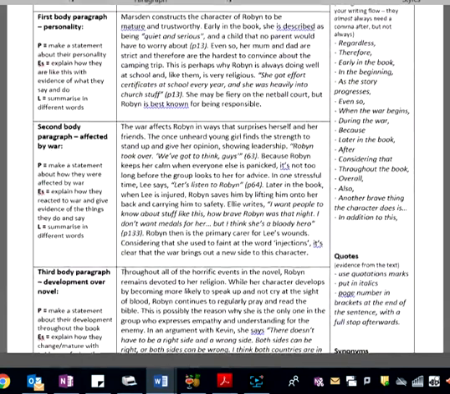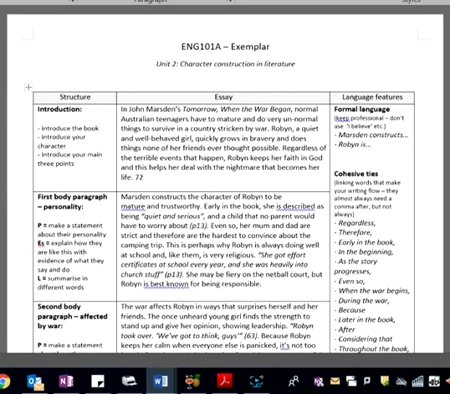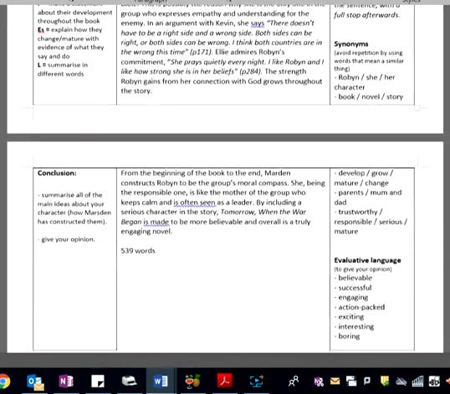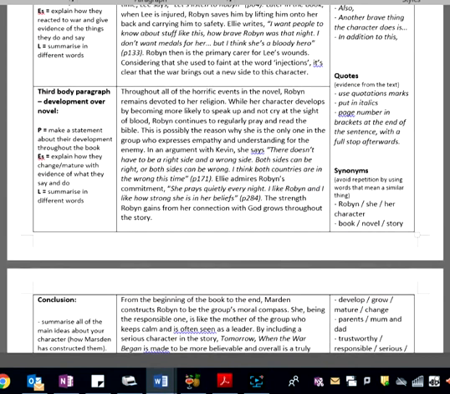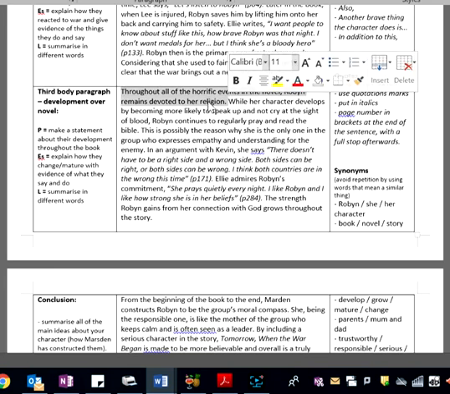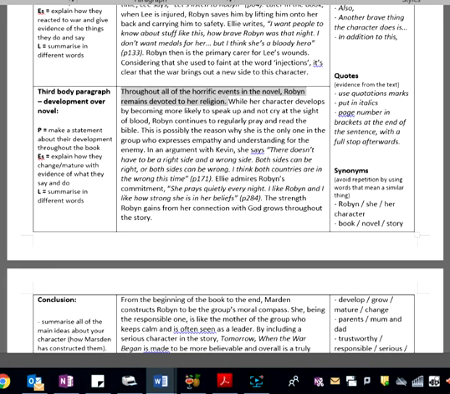Let's just take a moment to look back at my introduction. I needed to introduce all of these 3 things about her personality, how she is affected by war, and how she continues to develop. Now, I said that Robin develops over the book by keeping her faith in God, by staying true to her religion. That's important to Robin. And that's what I've got down here. So yes, have I made a point sentence about how she develops through the book? I have. Throughout the novel, Robin stays devoted to her religion. Now I need to explain that.